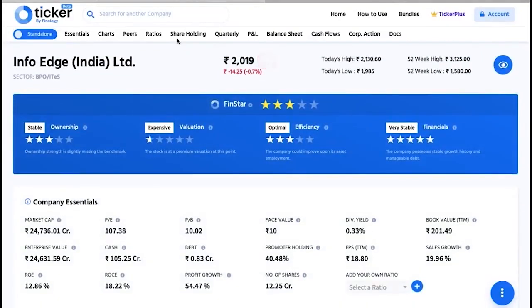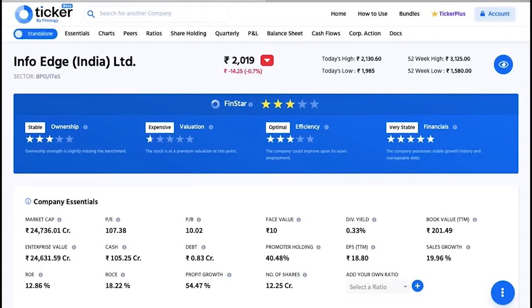InfoEdge is an IT company which is known for its brands like Naukri.com, 99 Acres, Policy Bazaar, Jeevan Sathi, Zomato, etc. Here we can see that the company has a PB of 10, book value of around 201 rupees and share price of 2019 rupees. It means that for a price of 2019 rupees, the company has assets worth only 201 rupees. So as per PB, this is very costly. We will think, why buy such a company by paying 2019 rupees when it has assets of only 201 rupees?